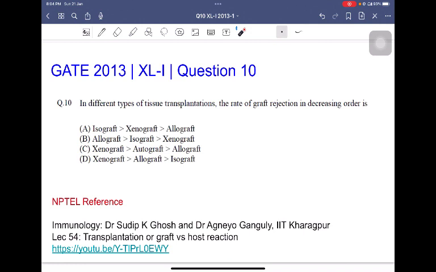We are solving this question from GATE examination 2013, paper Biochemistry, question number 10. The question states, in different types of tissue transplantations, the rate of graft rejection in decreasing order is: A. Isograft greater than xenograft greater than allograft. B. Allograft greater than isograft greater than xenograft. C. Xenograft greater than autograft greater than allograft. And D. Xenograft greater than allograft greater than isograft.